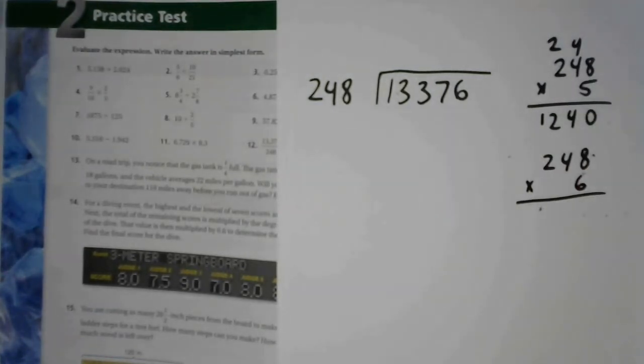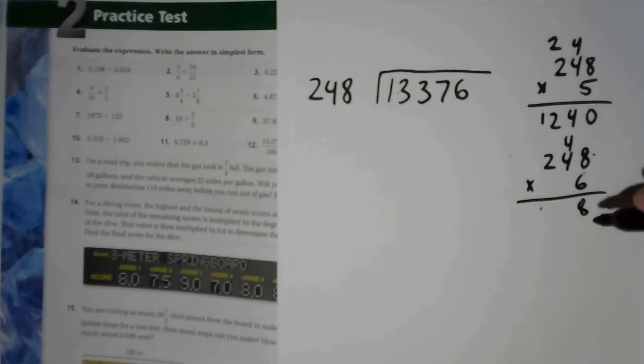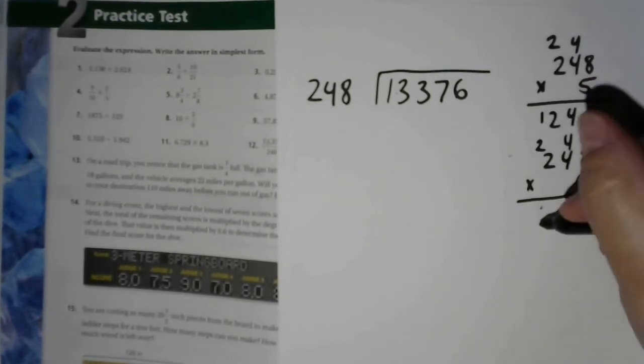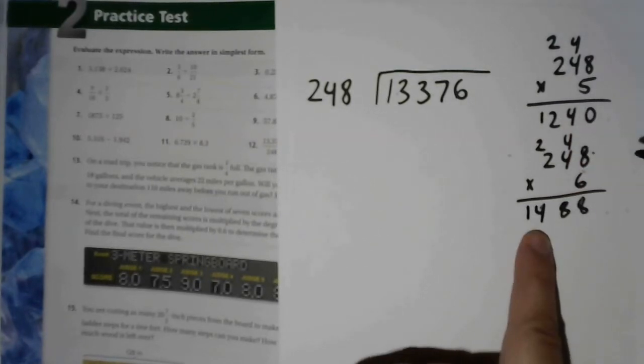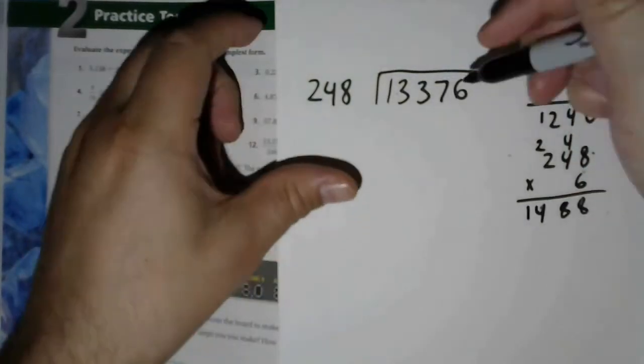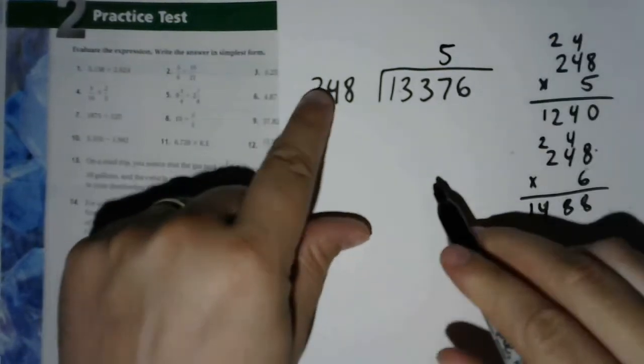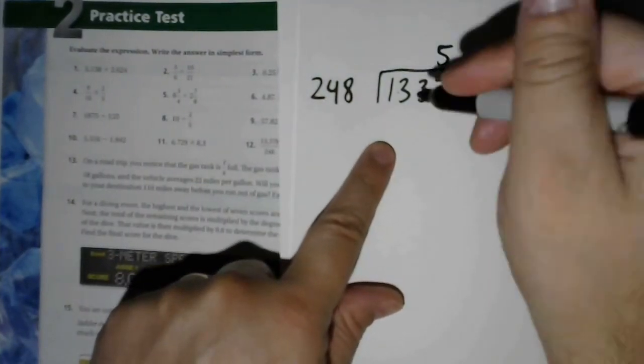So this is 248 times 6. So 6 times 8, 48. 6 times 4, 24, plus 4, 28. 6 times 2 is 12, plus 2 is 14. Oop, I went over. So it turns out 5 was my magic number. So 5 times 248 is 1,240.